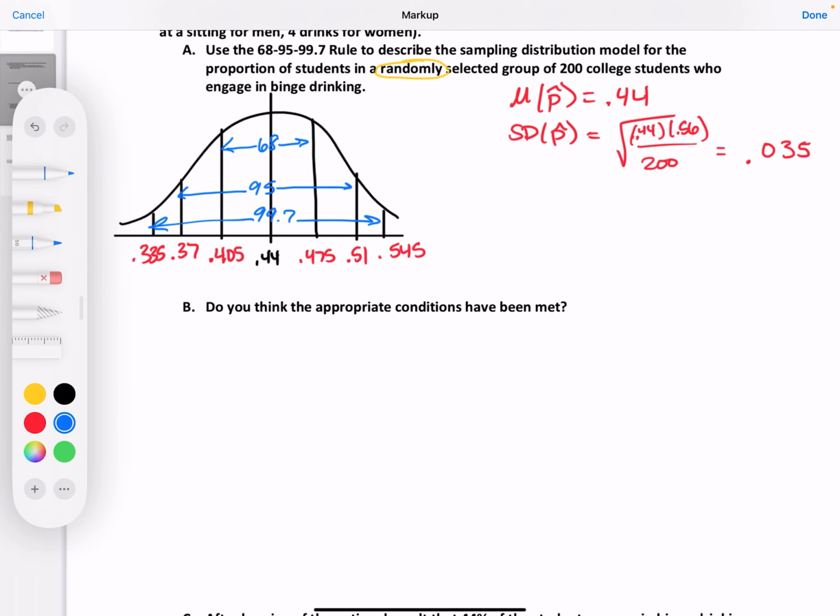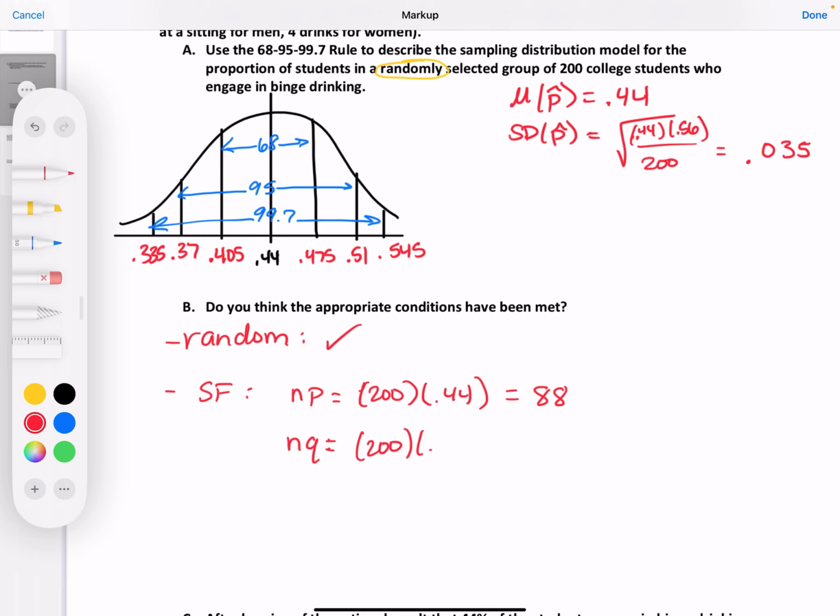So do you think the appropriate conditions have been met? So is it random? Yes, it's random. Success, failure. I know I'm doing these out of order, but NP, NQ. So 200 times 0.44 is 88. And 200 times 0.56. All right, you got it.